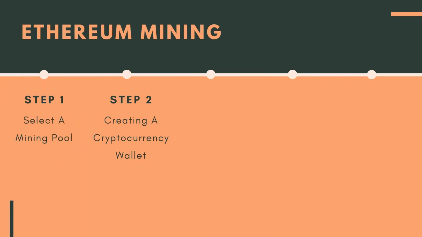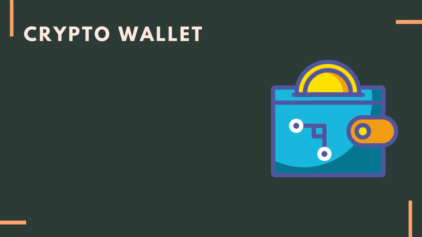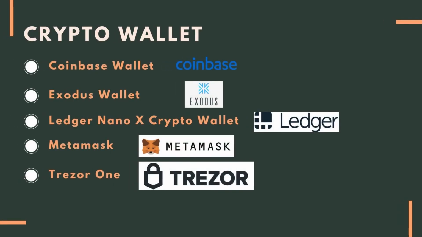Next step is creating a cryptocurrency wallet. You will need to create a crypto wallet to store your Ethereum if you don't have one already. You can choose a software or hardware wallet depending on your preferences. Security should be your priority while choosing the best crypto wallet. You can select any cryptocurrency wallet that supports Ethereum. And guys, these are some crypto wallets: Coinbase Wallet, Exodus Wallet, Ledger Nano X, MetaMask, and Trezor One. You can choose any one of these.